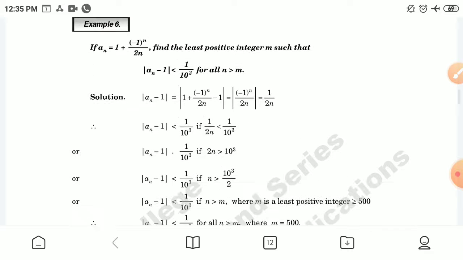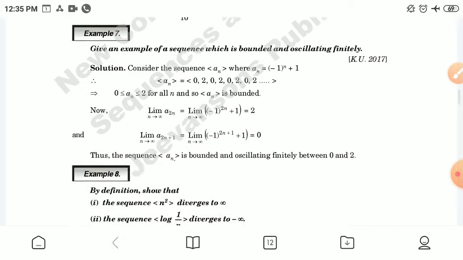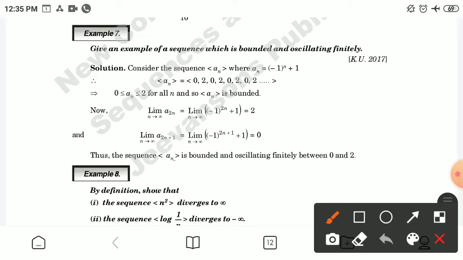Now taking the next problem: give an example of a sequence which is bounded and oscillating finitely. Taking the example (minus 1) raised to the power n plus 1. This is bounded, between 0 and 2, and it is oscillatory as the terms are again and again 0 and 2.